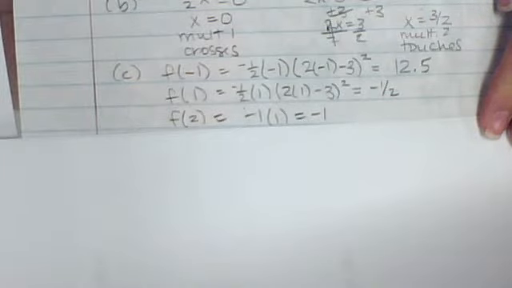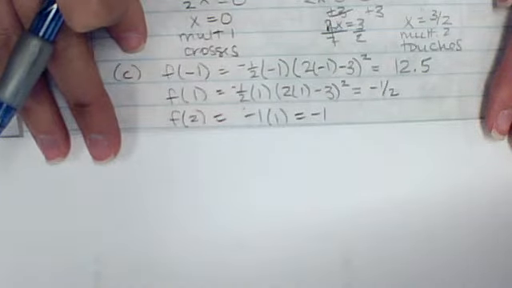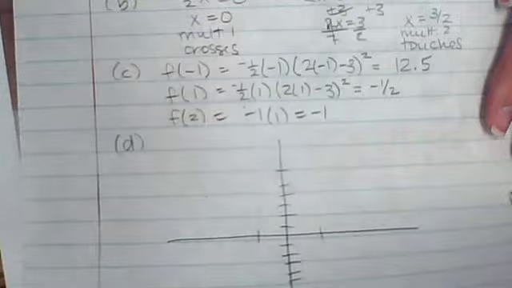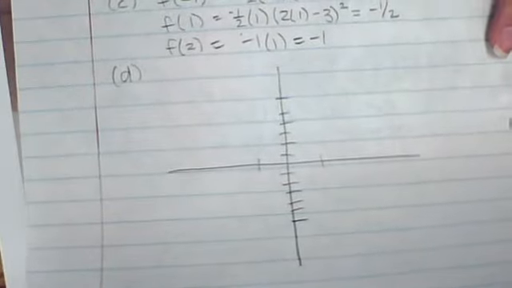Again, that's just solving things in f of x form. I think you're familiar with that. If not, I'll be happy to show you that again sometime in class. I've got 3 points. Now I want to go ahead and graph this thing. So I'm going to use what I know to graph here.